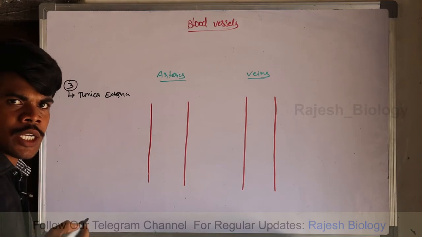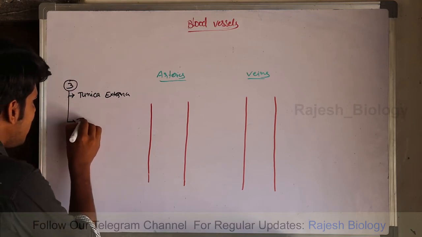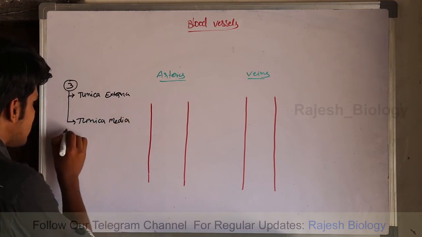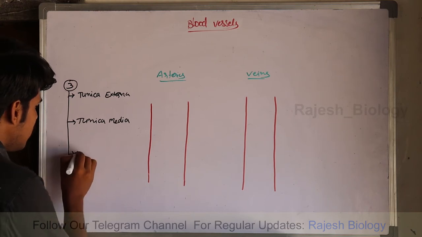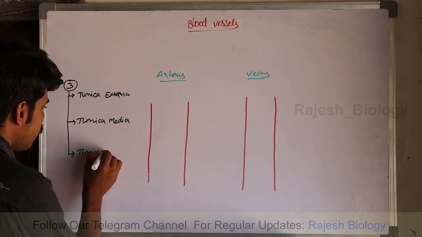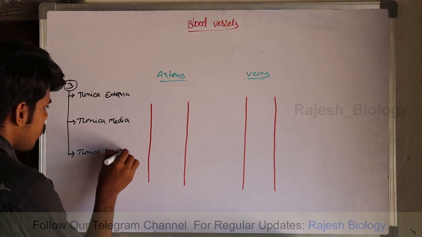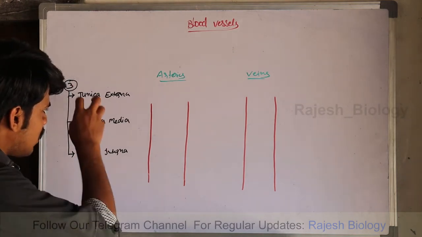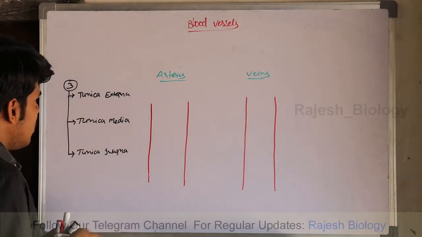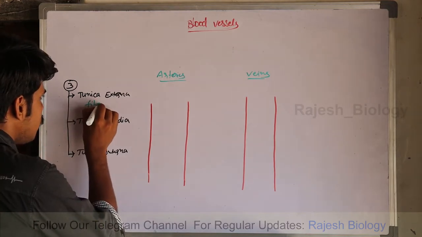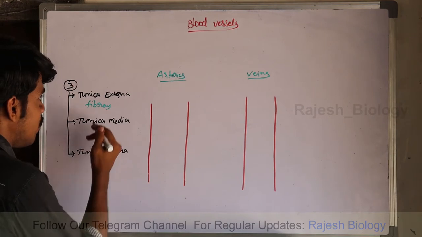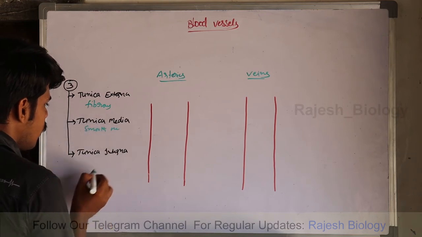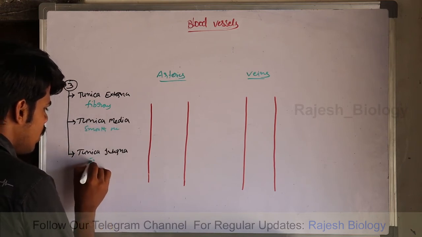which is made by fibrous tissue, and tunica media, which is made by smooth muscles, and tunica interna, which is made by endothelium. So both arteries and veins are made of three layers. Tunica externa is made of fibrous tissue in both, and tunica media, which is present in between externa and interna, is made by smooth muscles, and tunica interna is made by endothelium.